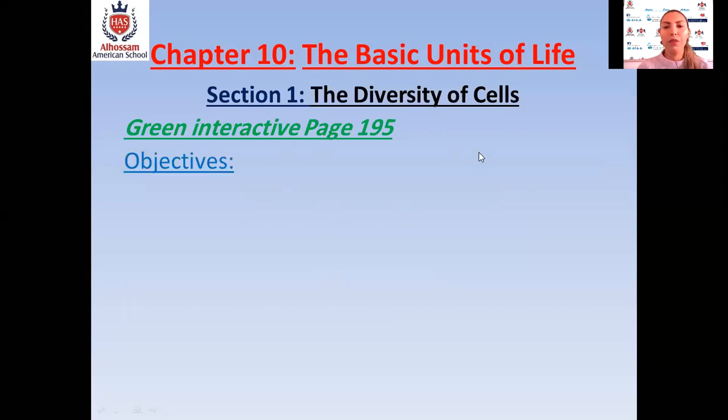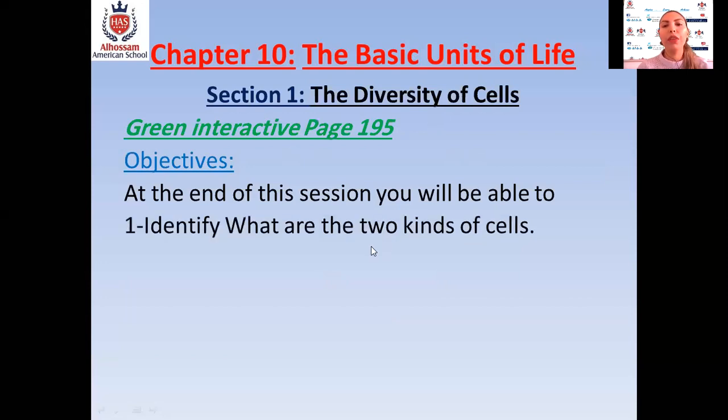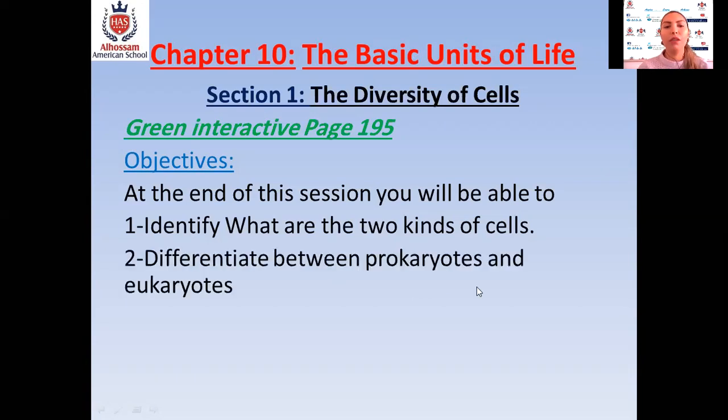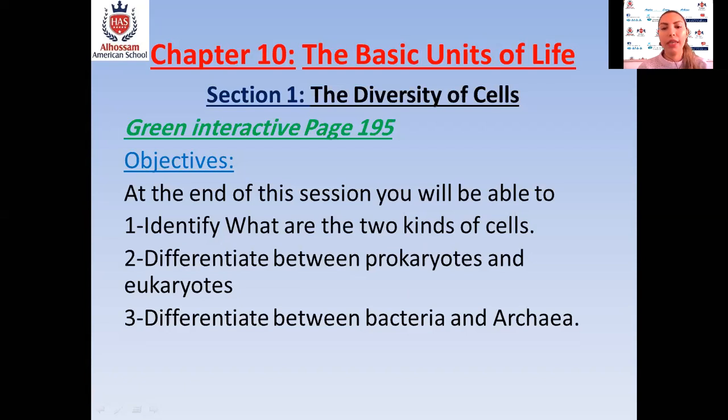At the end of this session, you will be able to, number 1, identify what are the two kinds of cells. Number 2, differentiate between prokaryotes and eukaryotes. Number 3, differentiate between bacteria and archaea. Number 4, illustrate why are all cells so small.